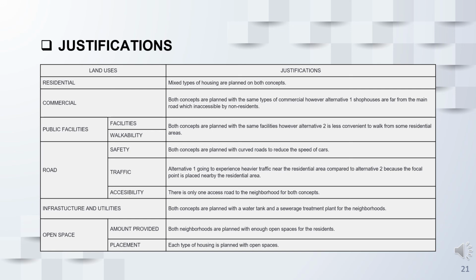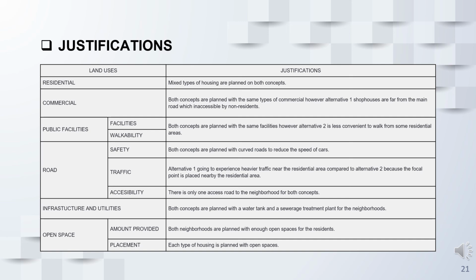For the road traffic, Alternative 1 is going to experience heavier traffic near the residential area compared to Alternative 2 because the focal point is placed nearby the residential area. For the road accessibility, there is only one access road to the neighborhood for both concepts.